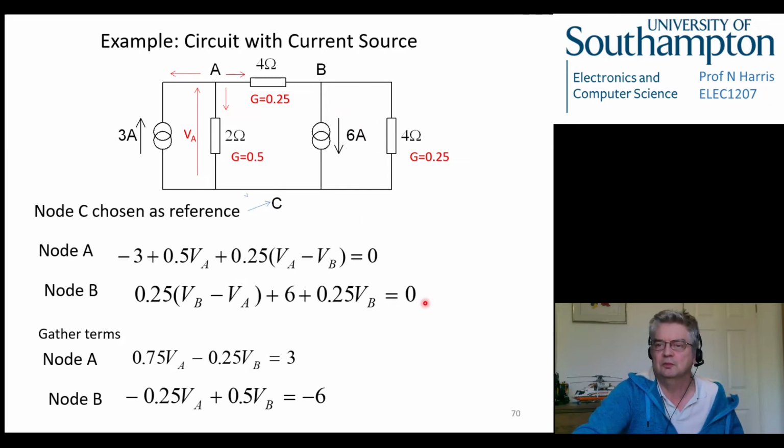interested in, equals 0. So all we've done, to recap, is we've summed the currents leaving this node, we've summed the currents leaving this node. That gives us 2 equations for node A and node B. We gather the terms up, so we just simplify these two, and we end up with 0.75 VA minus 0.25 VB equals 3, and minus 0.25 VA plus 0.5 VB equals minus 6. So that these two here are just these two, just with the terms collected.